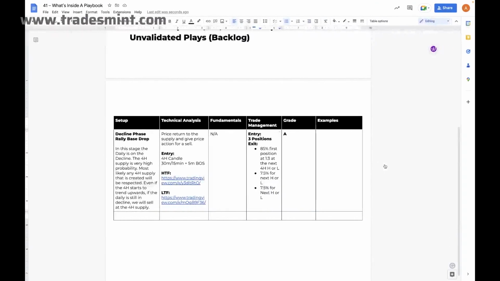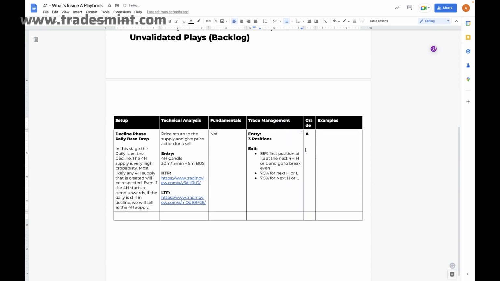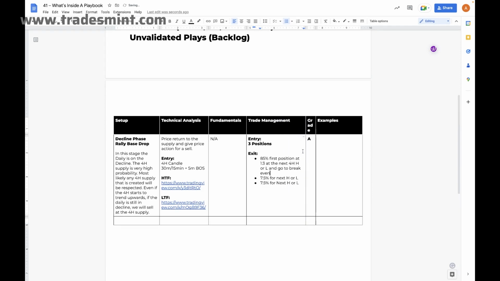So when it comes to trade management, entry, 3 positions. Okay. My exit is here. Okay. 85% first position at 1 to 3 at the next 4-hour high or low, and go to break even. So what I'll do is I'll go to break even after my first position hits 1 to 3. I don't go to break even before that.